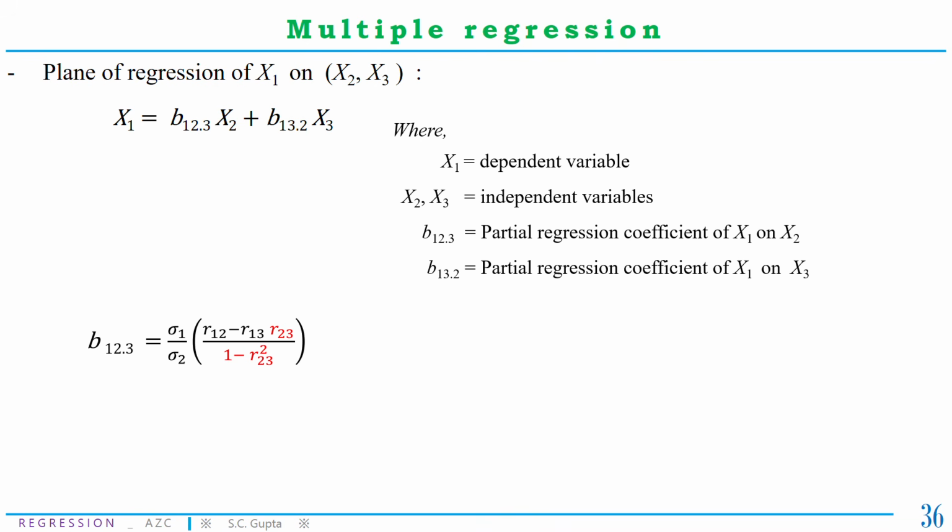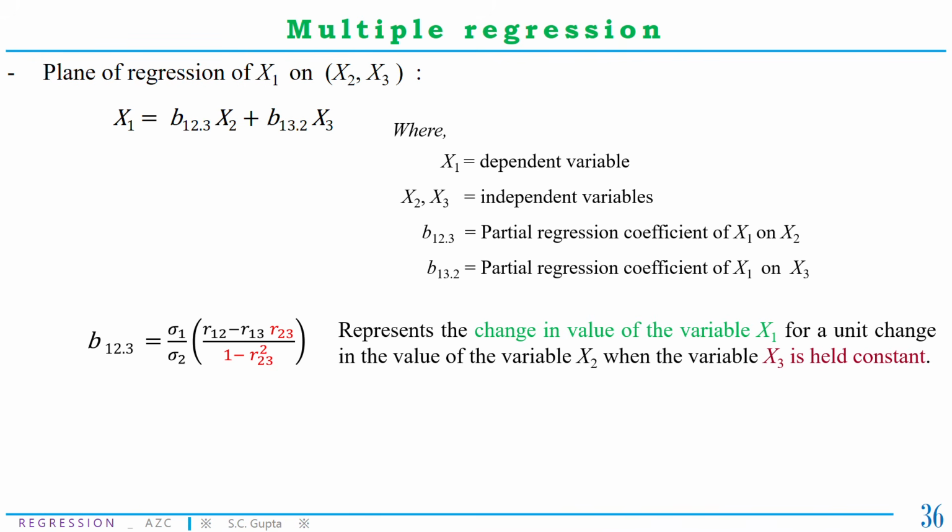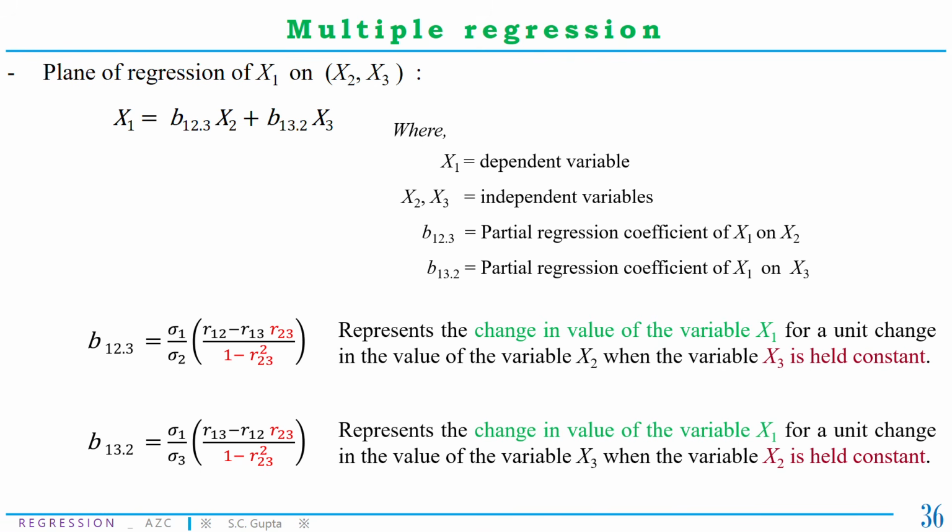Equation to calculate b1 2.3 is as follows. That represents the change in value of the variable x1 for a unit change in the value of the variable x2 when the variable x3 is held constant. Equation to calculate b1 3.2 is as follows. That represents the change in value of the variable x1 for a unit change in the value of the variable x3 when the variable x2 is held constant.